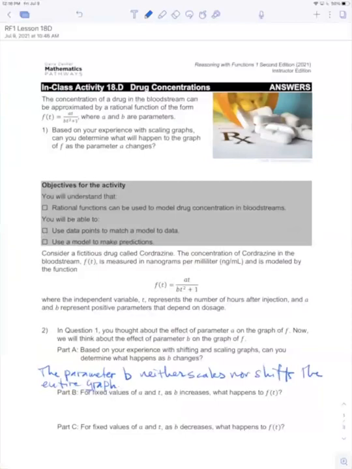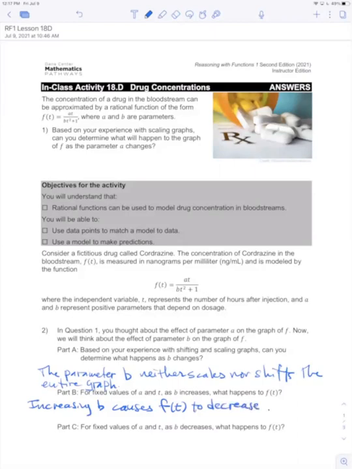So let's go back and write some of this down. For part B, for fixed values, by increasing, we increased B. So increasing B causes f of, it's supposed to be a t, not an x, causes f of t to decrease.